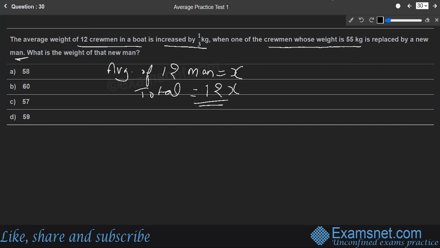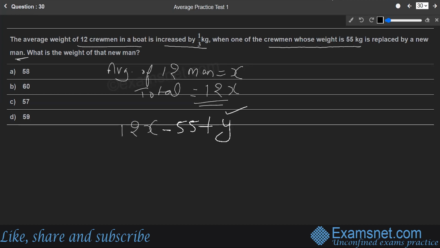Now he says there has been an increment of 1/3 of kg because of the new addition. Okay, so the old total was 12x, because the 55 kgs person has been replaced and the new person has been added. So we can subtract 55 first and we can add a new person. Let's say that is y kg.